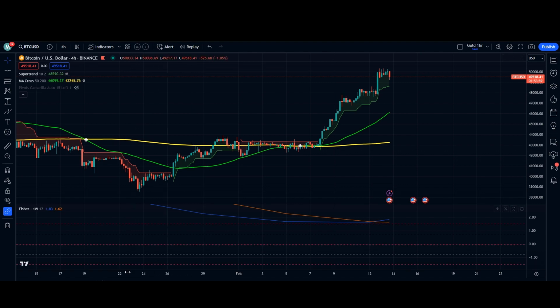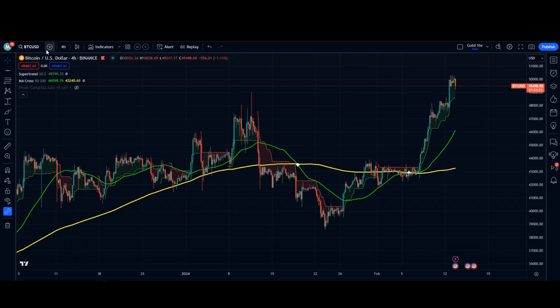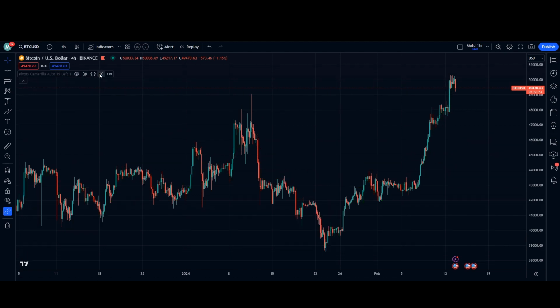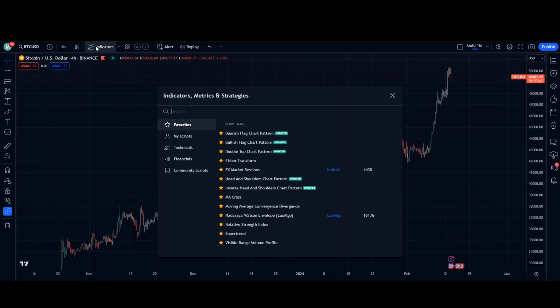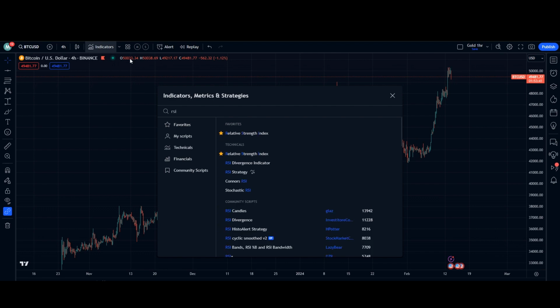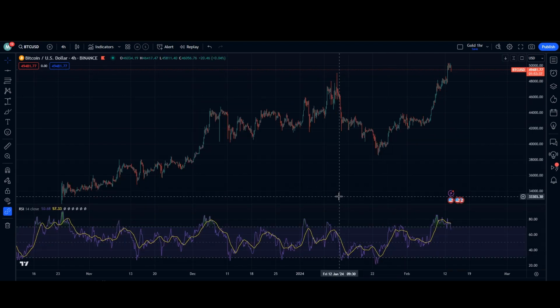4 hour, yeah, 4 hour is fine. So let's remove all this and add the indicators one by one. So the first one was RSI. RSI is a pretty simple indicator.